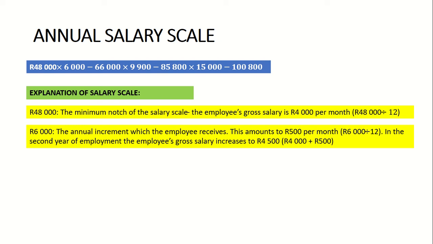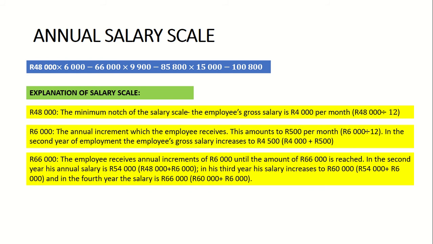In the second year of employment, the employee's gross salary increases to 4,500, and obviously it'll be 4,000 plus the 500 increment. Remember, the 4,000 is what we got when we took 48,000 and divided by 12, and the 500 is what we got when we took the 6,000 and divided by 12. That simply means that in the second year of employment, the employee will be earning 4,500 after the annual increment of 6,000, or the monthly increment of 500.